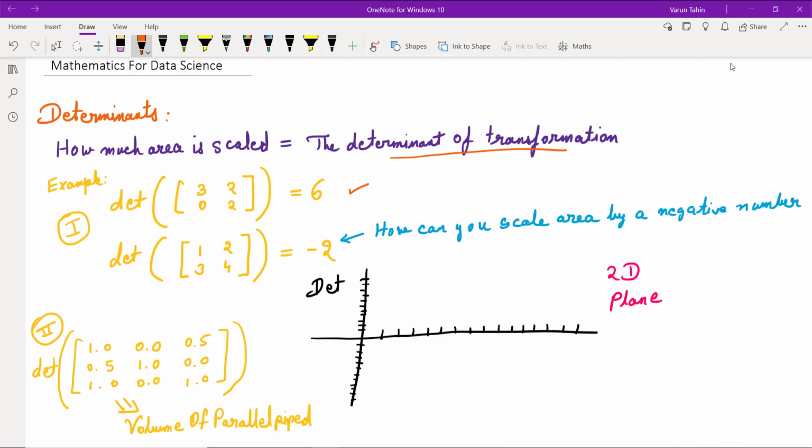And can you tell me how you can scale the area by a negative number? So this can be done by flipping the orientation of the plane. That is, the determinant becomes negative suddenly in the 2D plane.